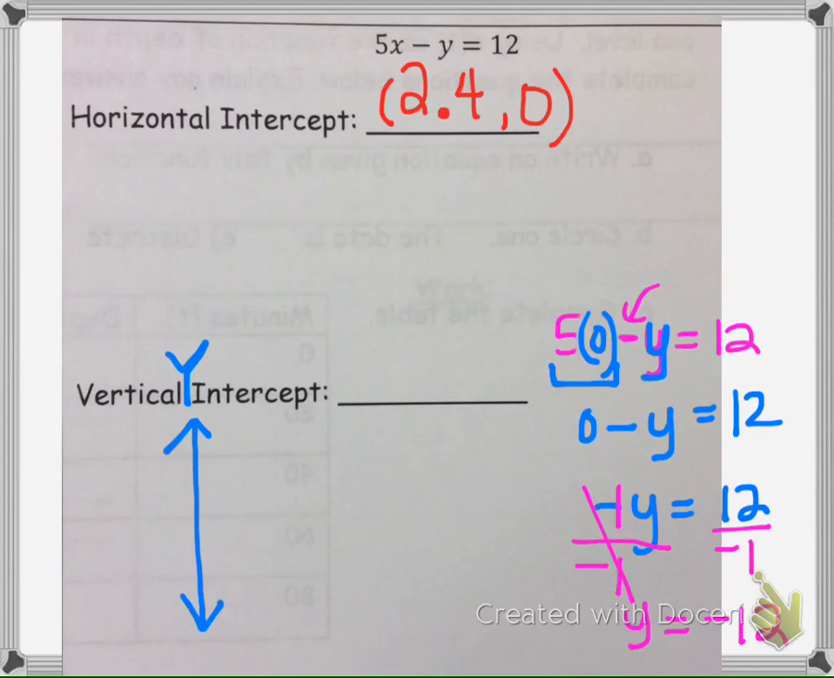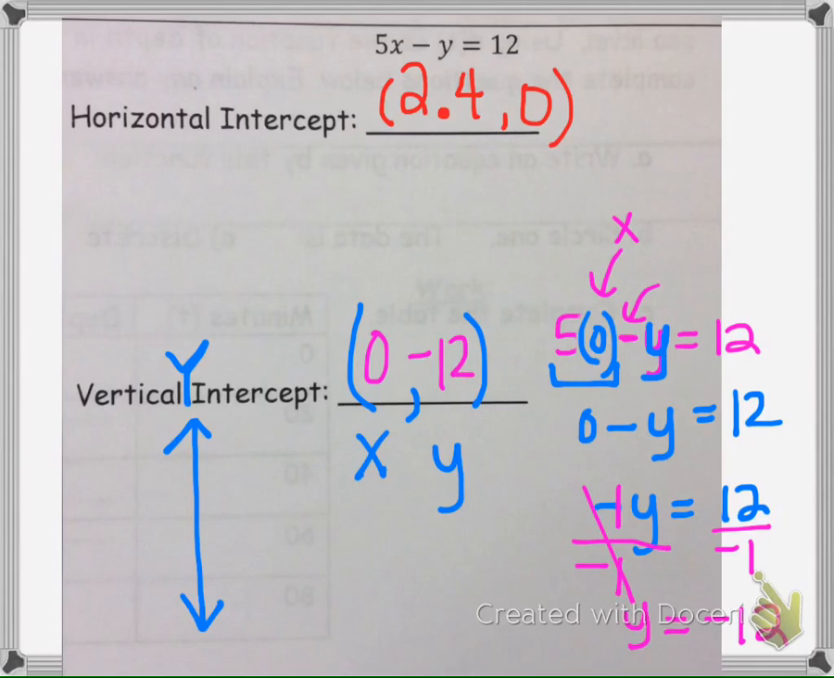So when we write an ordered pair, x goes first and y goes second. So when we plugged in for x a 0, the y is negative 12. So that is our y-intercept or vertical intercept.